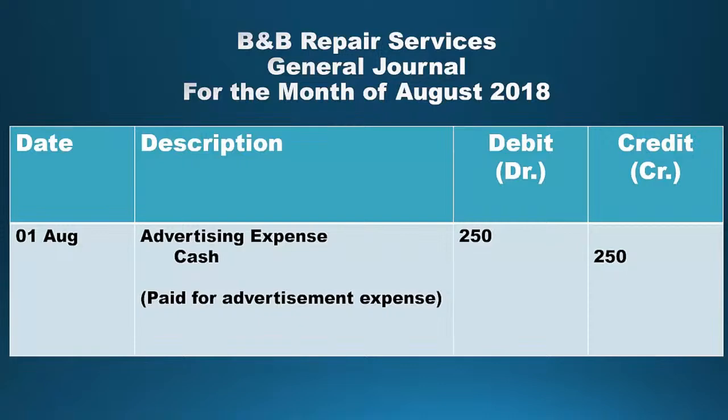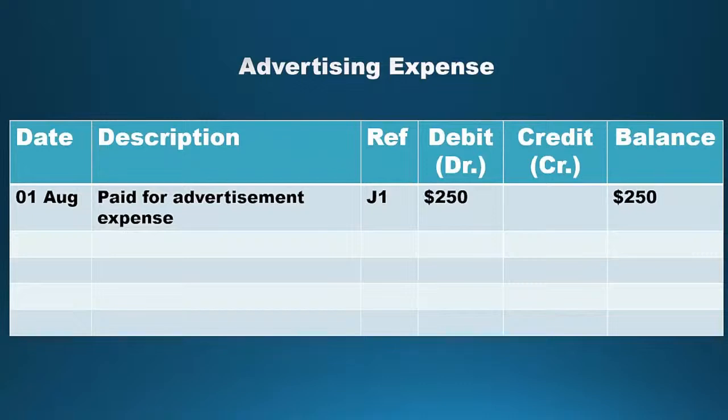Posting to the advertising expense ledger. 1. Date, write the date of the transaction, August 1. 2. Narrative, add the narrative, paid for advertisement expense. This explains what happened. 3. Reference. Include the journal reference, J1, meaning this transaction came from the first page of the journal. 4. Amount. Enter the amount $250 in the debit column because expenses increase on the debit side.